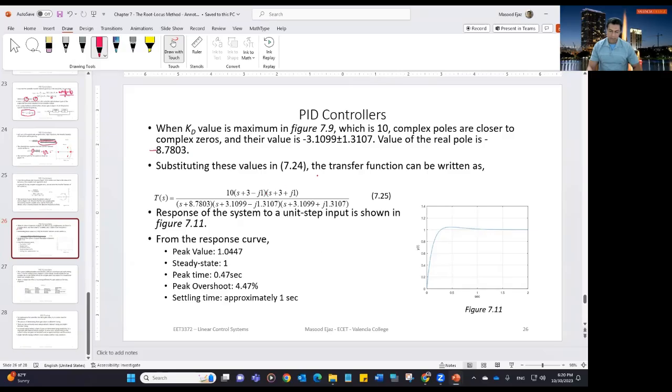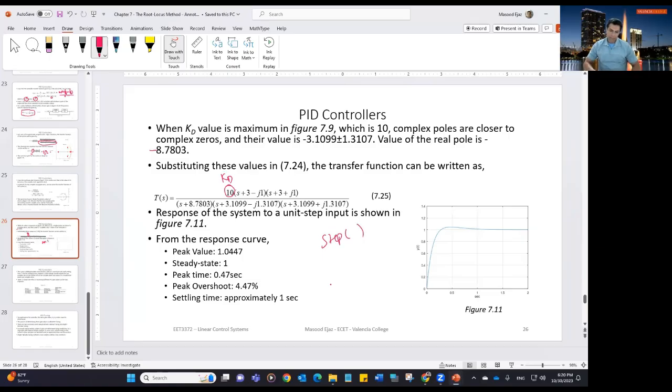Substituting these values in 7.24, the transfer function can be written as follows. So I went ahead and substituted these values for the poles, 8.7803, 3.10, for the value of KD, that is 10. So this is KD. And then whatever the transfer function came out to be, I created the step response of that.